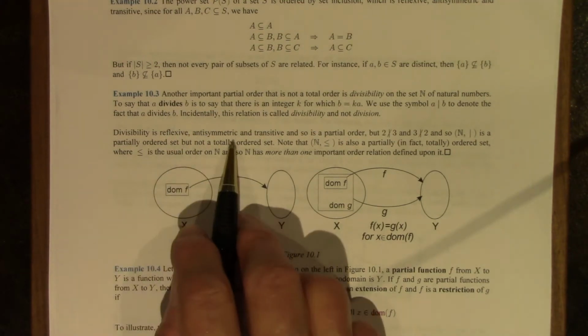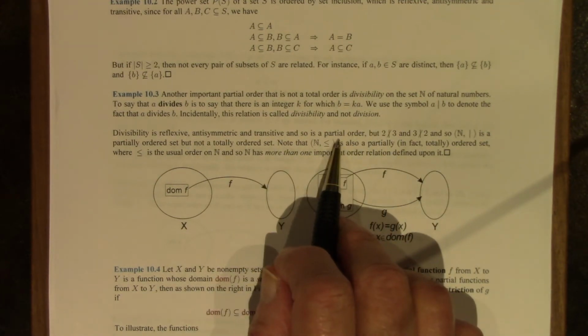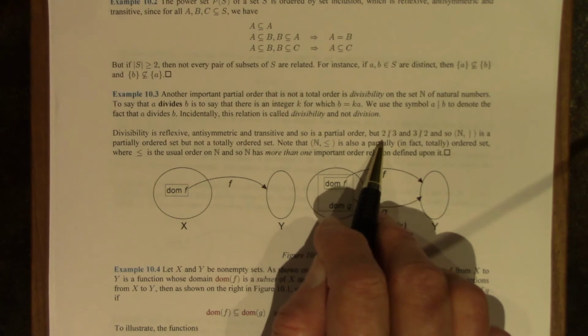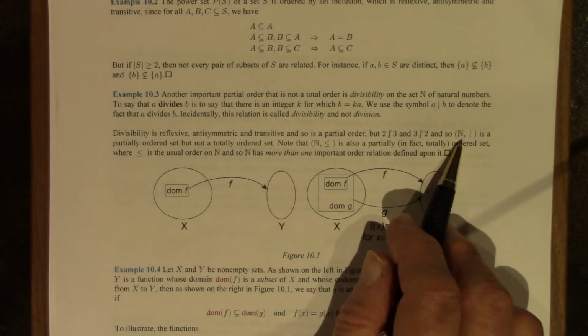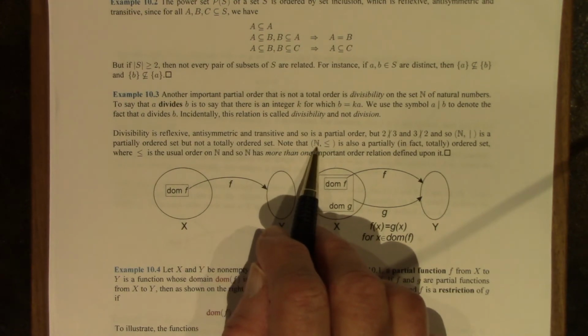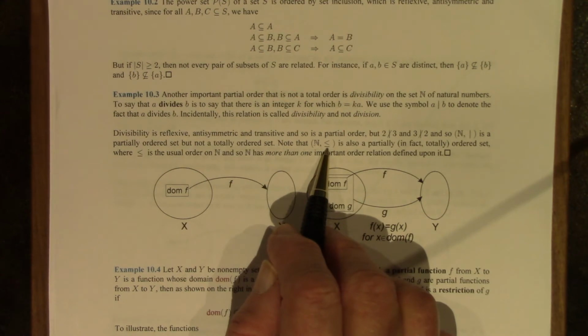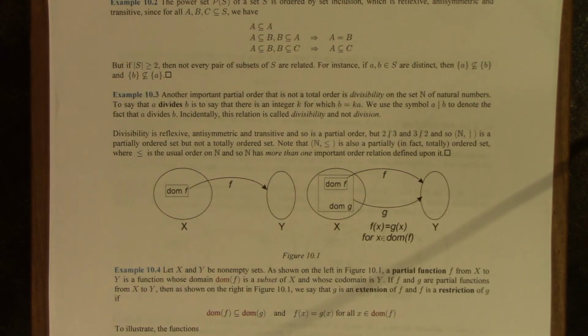Divisibility is reflexive, antisymmetric, and transitive, which I'll leave for you to check. And so it's a partial order on the natural numbers. But 2 does not divide 3, and 3 does not divide 2, so 2 and 3 are incomparable. And so this is not totally ordered. Okay, now we have two partial orders on the natural numbers, two common ones. The usual order, which is total, and divisibility, which is partial but not total. So this is a clear example of a case where a set can have more than one important order on it.